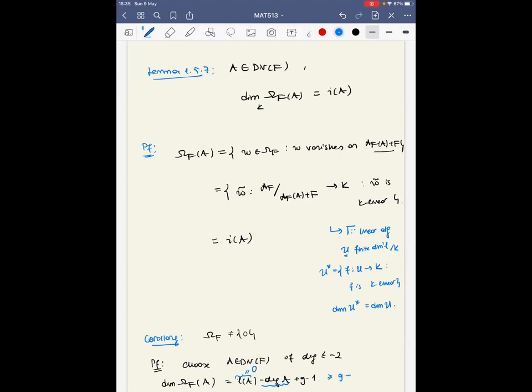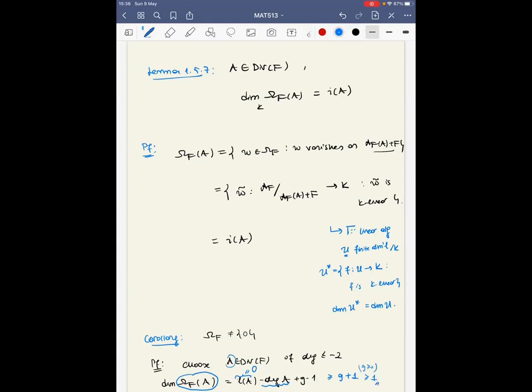Indeed, this quantity is bounded below by genus plus 1, and we know that the genus is positive, bigger than or equal to 0. We can claim that for such a divisor A, the space of Weil differentials of the divisor A has dimension at least 1.